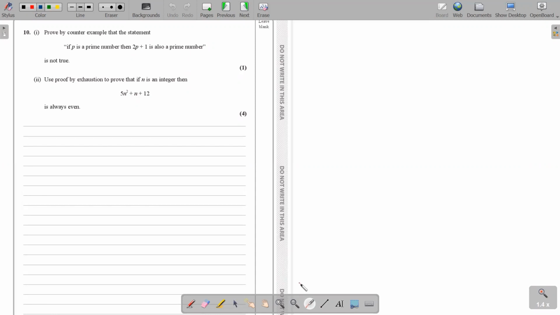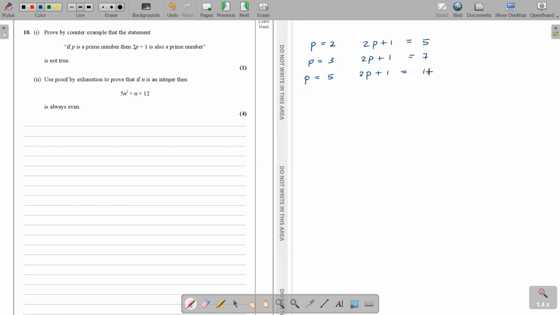Okay, so what are the prime numbers we have? The first prime number, we can start with 2. If you start with 2, what do we get for 2p plus 1? When p equals 2, 2p plus 1 becomes 2 times 2 is 4, 4 plus 1, 5. No, that doesn't work because we need to show it's not true. Then when p equals 3, 2 times 3 is 6, 6 plus 1, 7. It's still a prime. The next prime number is 5. When p is 5, 2 times 5 is 10 plus 1, 11. Still a prime number.